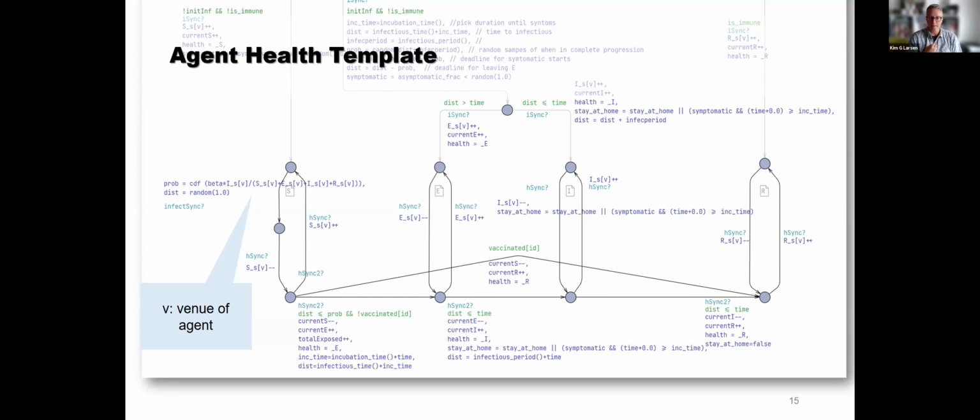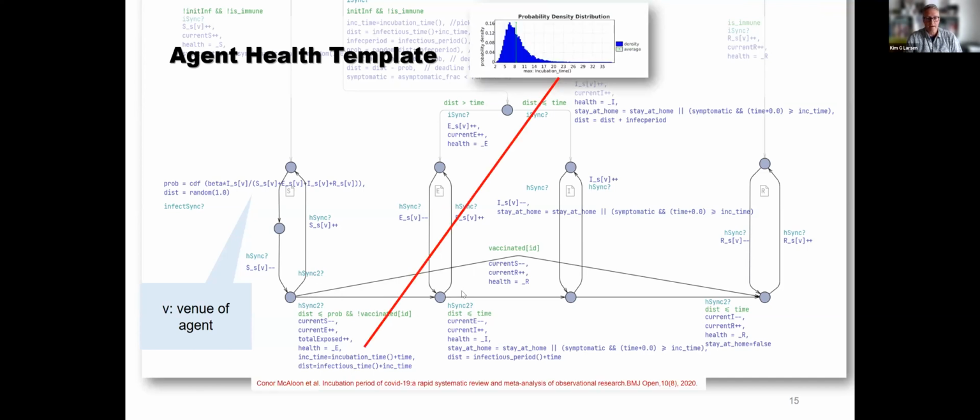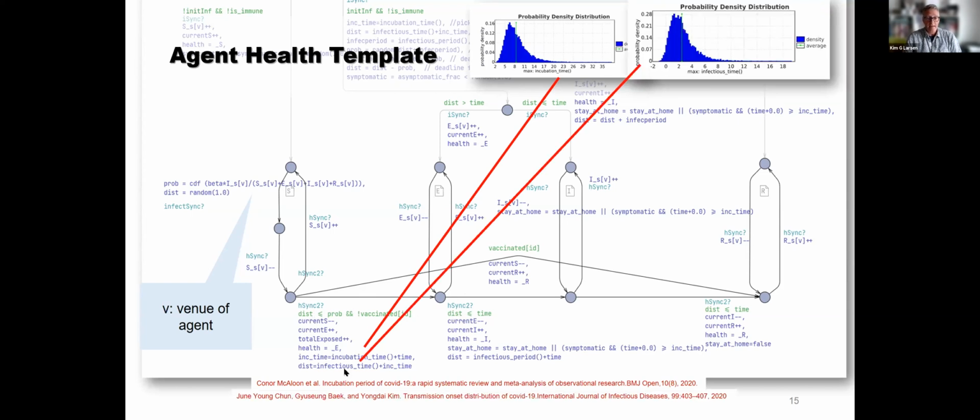So this agent will itself be at a venue, and this probability will be computed from the number of people of the different categories that are at that particular venue. And then, according to that probability, you will progress from susceptible to exposed state. And when you make this progression, you also choose incubation times and infectious time.